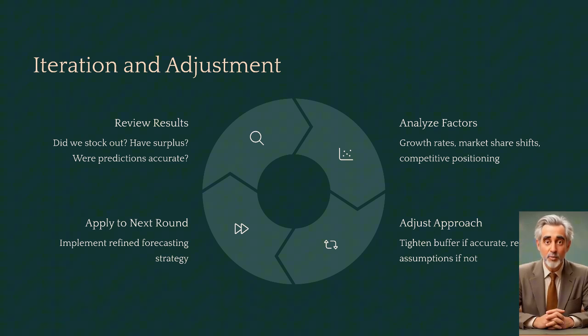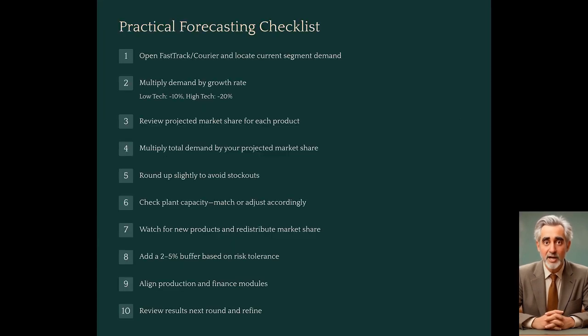Section 10. A practical forecasting checklist. Let's close this session with a checklist you can apply before every round. Step 1. Open Fast Track/Courier and locate current segment demand. Step 2. Multiply demand by growth rate. Low tech, 10%, high tech, 20%. Step 3. Review projected market share for each product. Step 4. Multiply total demand by your projected market share.